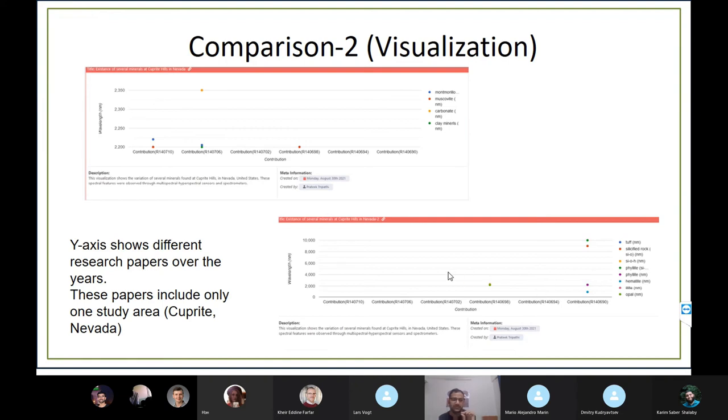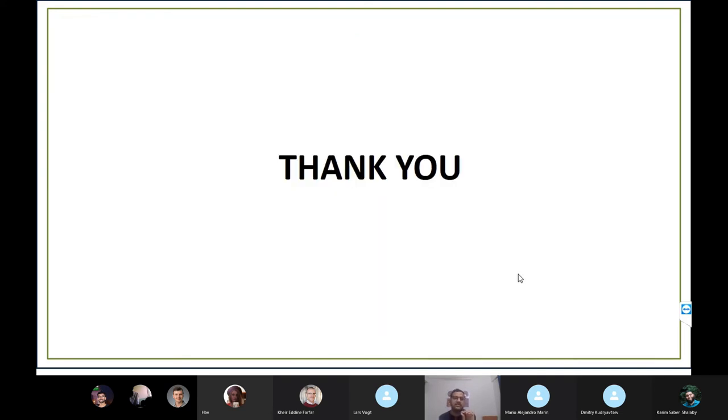Also, here you can see that up to 10,000 nanometers, various minerals are observed. Actually, these are all silicate minerals, so they show their characteristics at particular points. So these were my best comparisons. Thank you for listening.